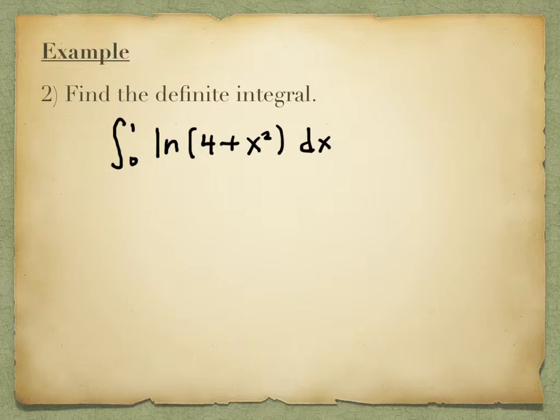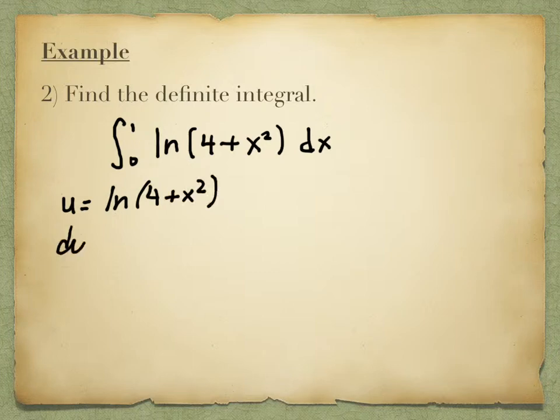So you might think, well, but again, I don't have parts, so what am I going to do? Well, let's take a look. We're going to start by identifying that u is the natural log of 4 plus x squared. And we will have a du of that in a moment. We'll come back to there in just a sec.